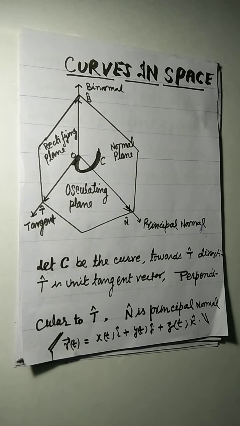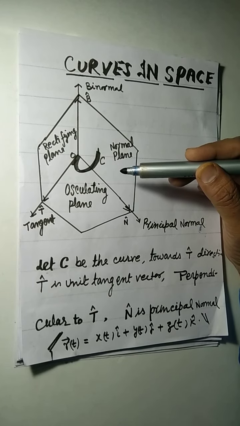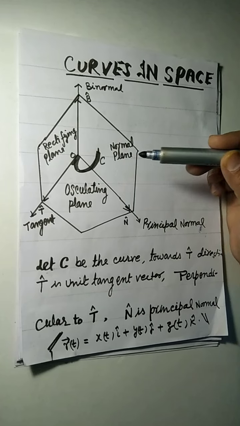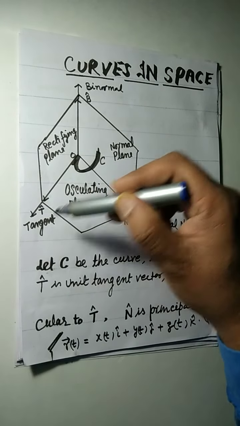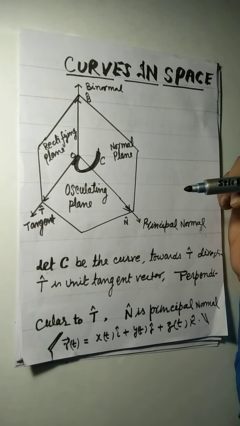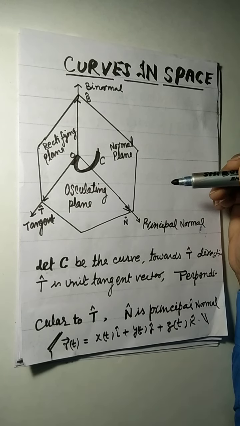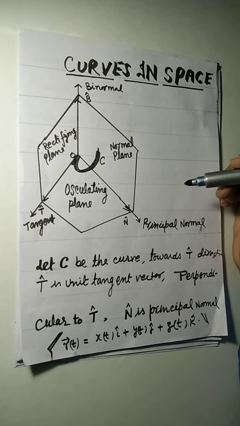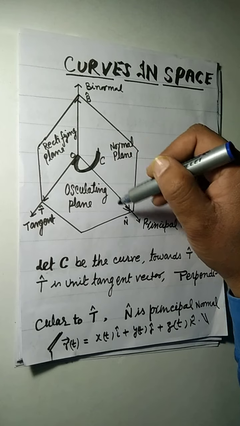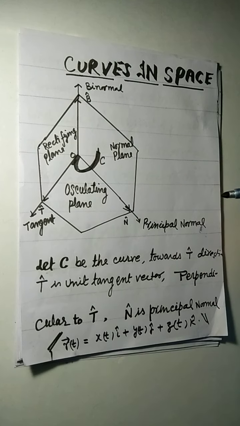Today we will discuss curves in space. Let C be the curve, and towards this direction the tangent is here, and towards this direction t cap is the unit tangent vector, and perpendicular to this tangent, n cap, this is the principal normal.